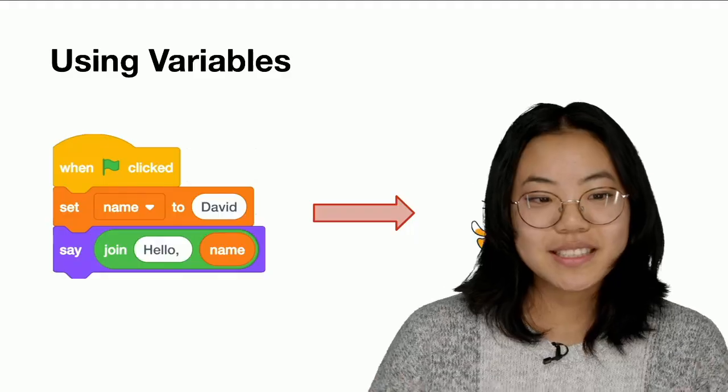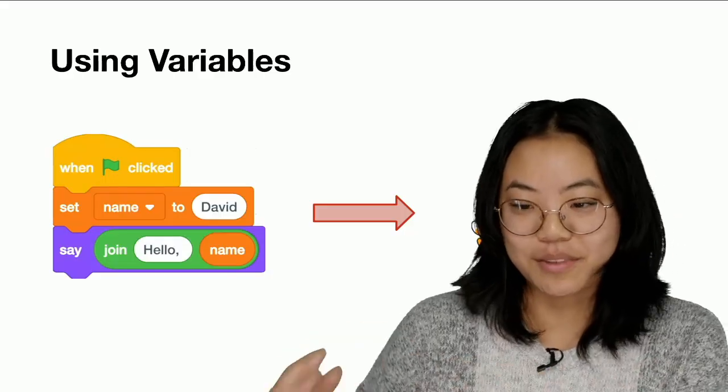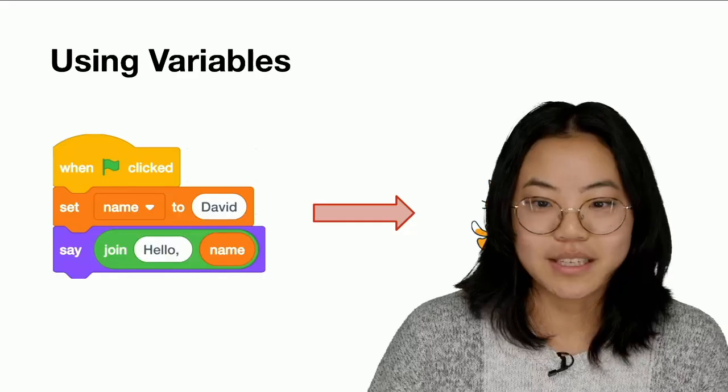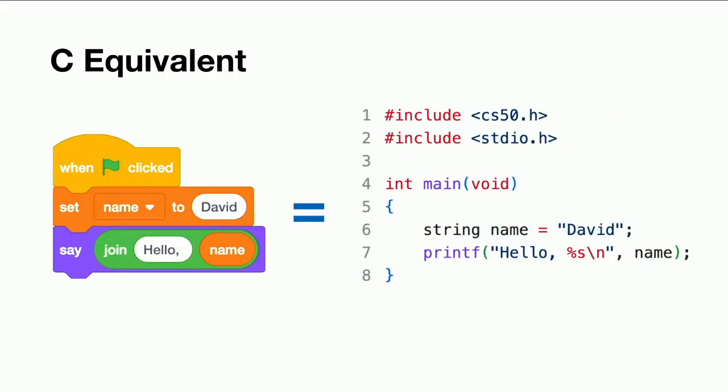And so this idea of having something like name that has some sort of value associated with it, that's what we're trying to do with variables. So we can do the same thing in C. Of course, it does look a little bit more cryptic, but hopefully you're seeing some of these parallels between these. So we have this line 6, string name equals David, similar to set name to David, and then printing hello with that name variable. And we'll look a little bit closer at what this line actually means.